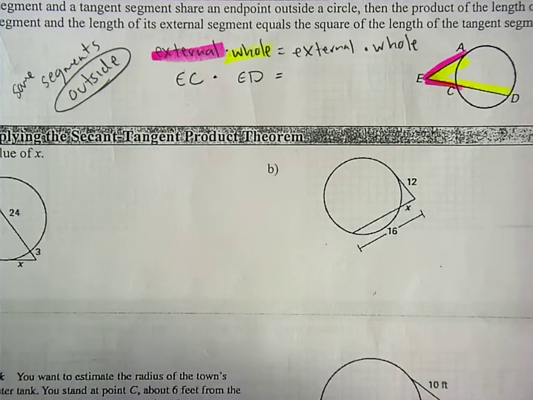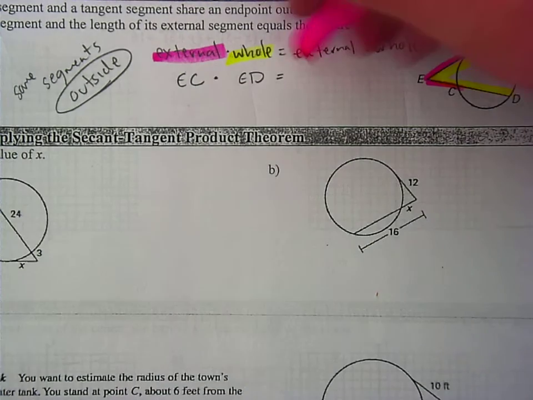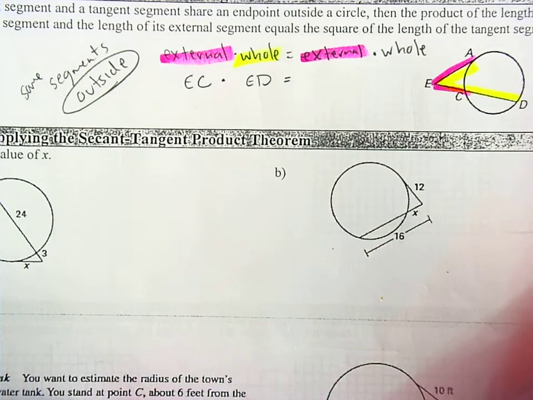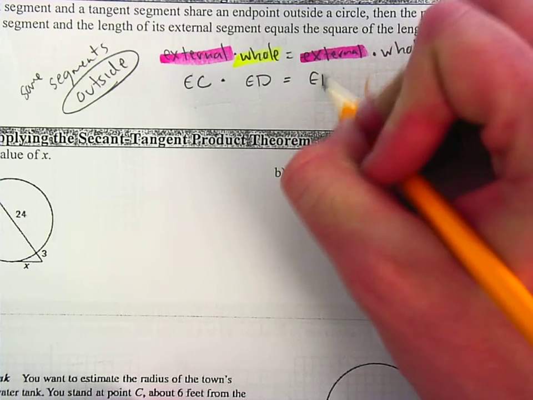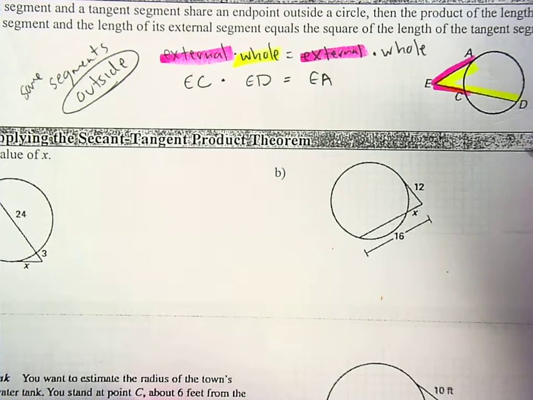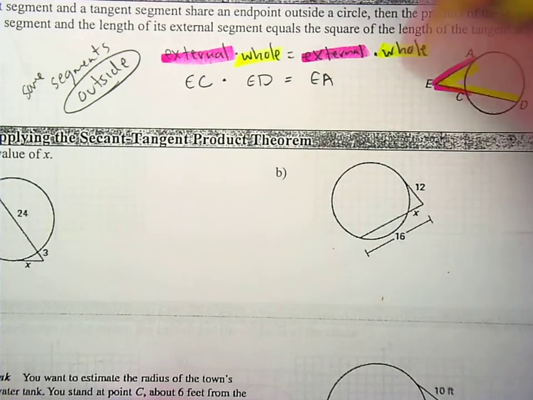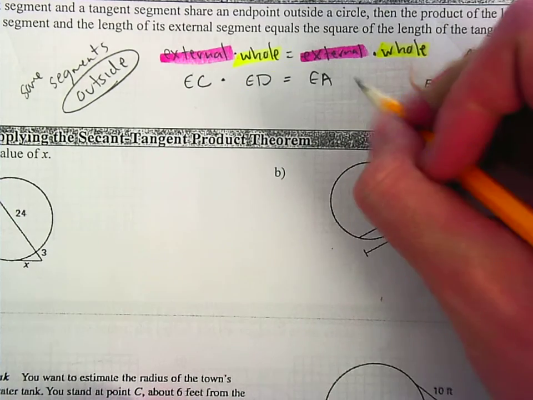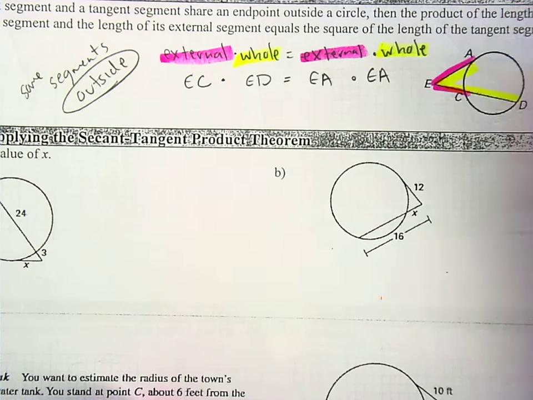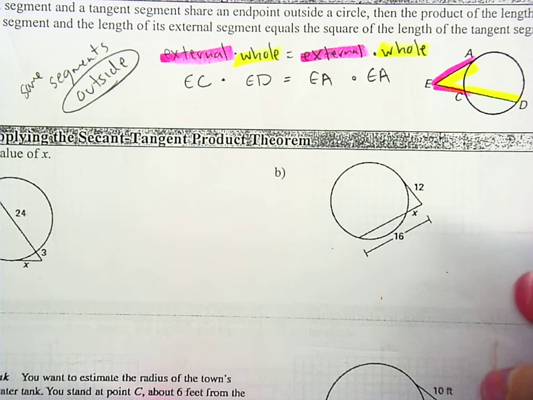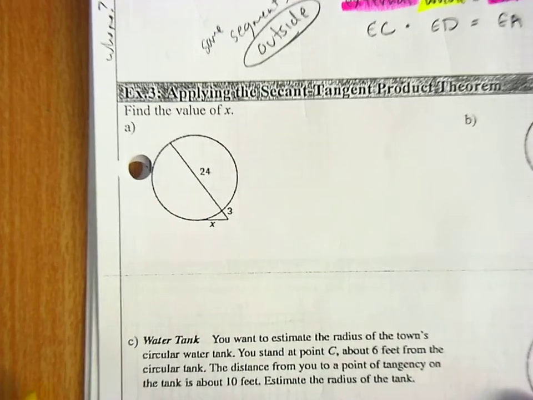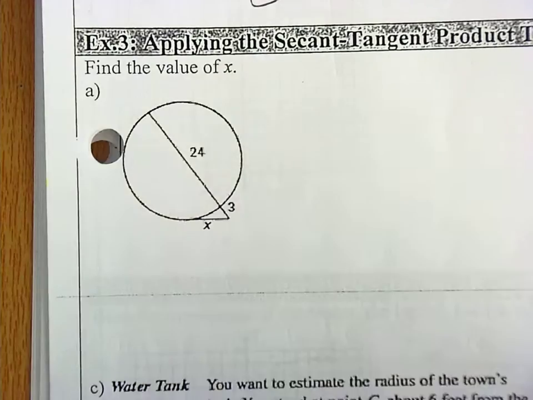And that equals the external. For this shorter piece, the external is EA. And then, like we just discussed, the whole thing is also EA. So we're actually just going to multiply it by itself, or square it. This is another way to think about it. Okay, so let's look down here at letter A, problem letter A, right here.